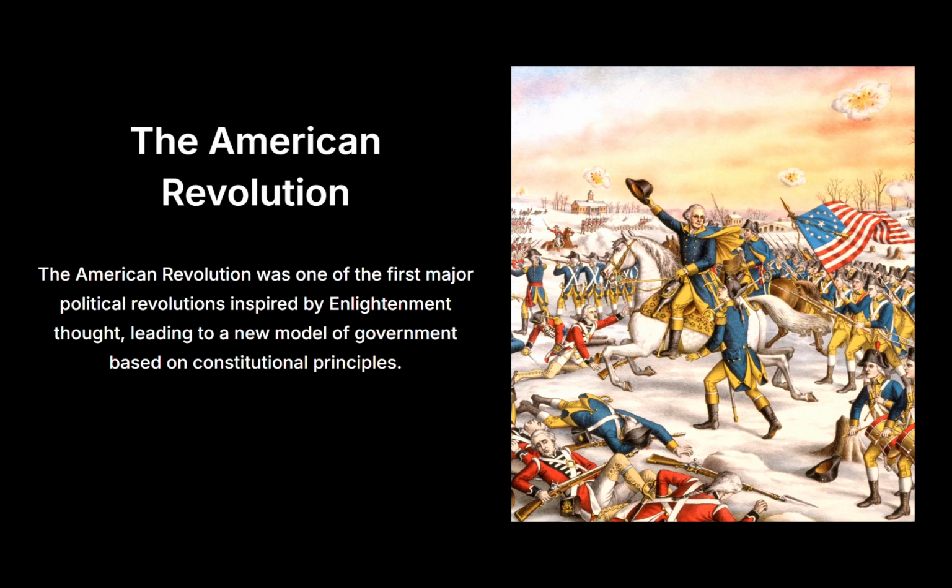When Thomas Jefferson wrote the Declaration of Independence, he drew directly on John Locke's ideas of natural rights: life, liberty, and the pursuit of happiness. The result was not just independence, but a new model of government based on constitutional principles. Why did Enlightenment ideas resonate so strongly in the American colonies? Because colonists already practiced local self government, Enlightenment ideas gave philosophical justification to political habits that already existed in the British colonies of North America.